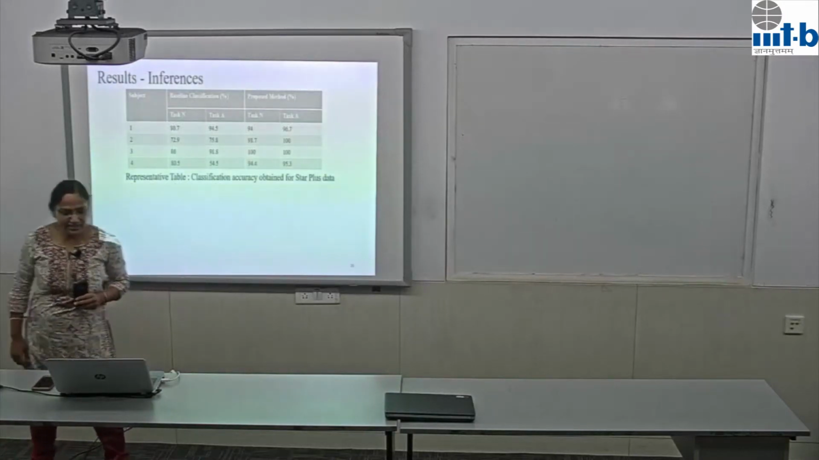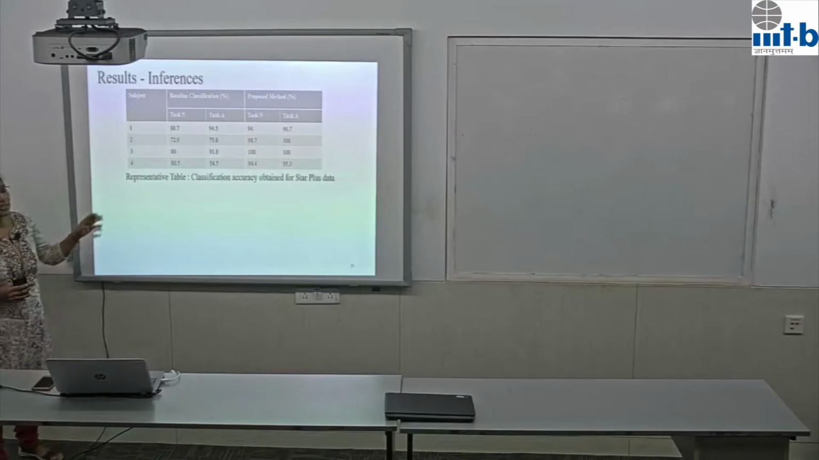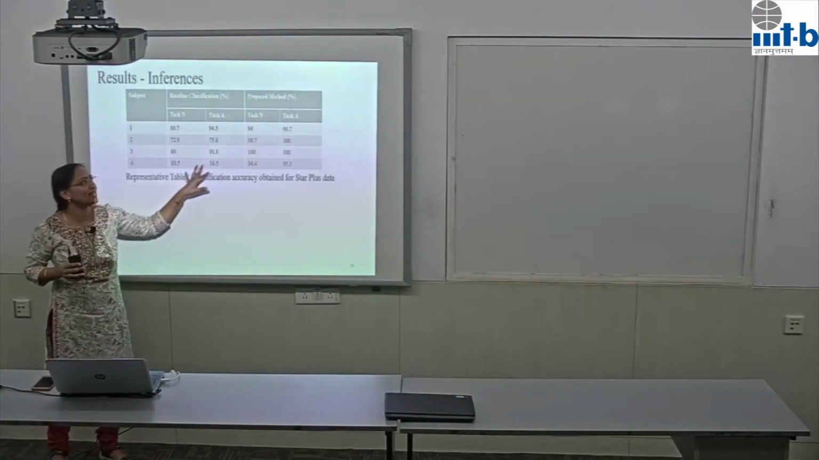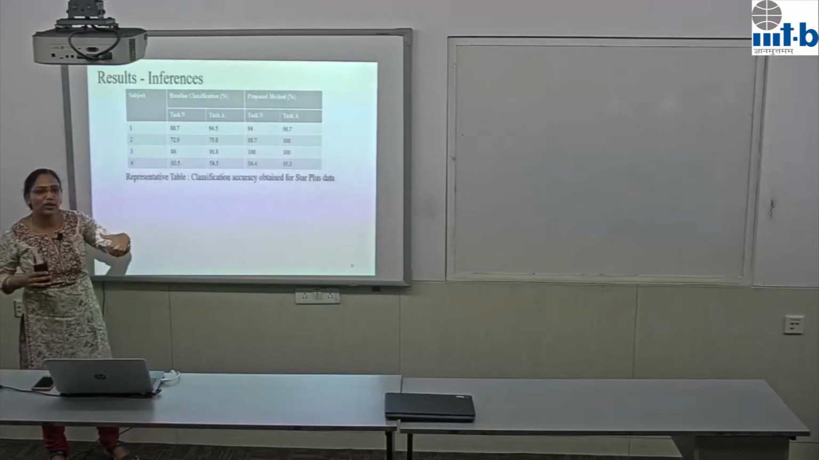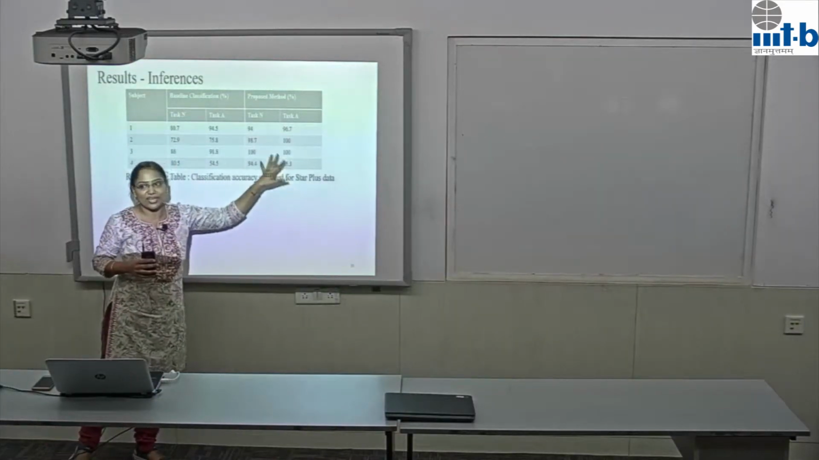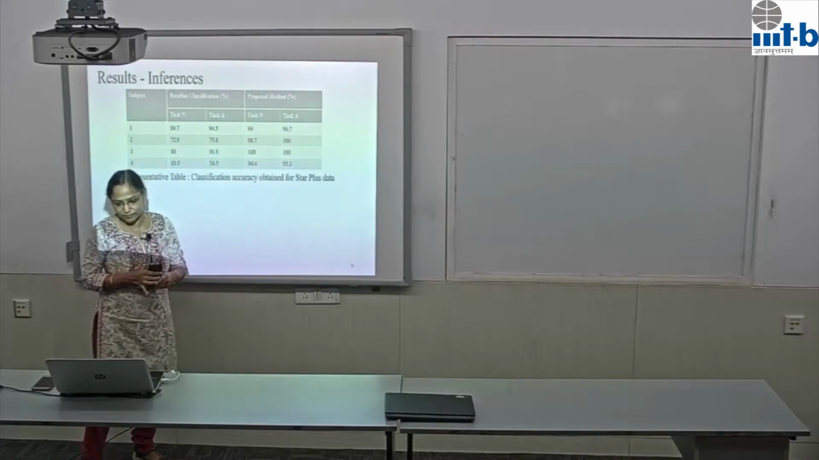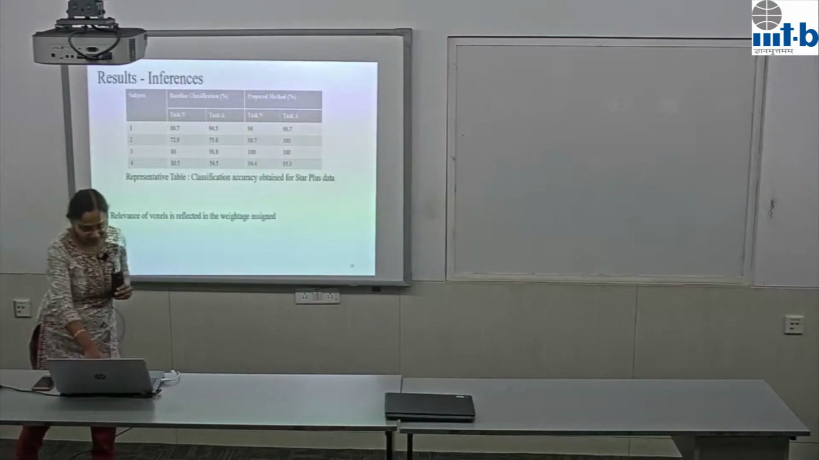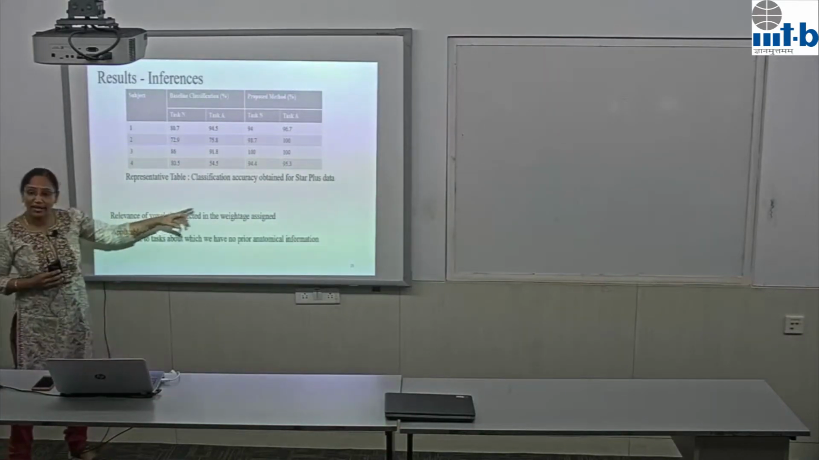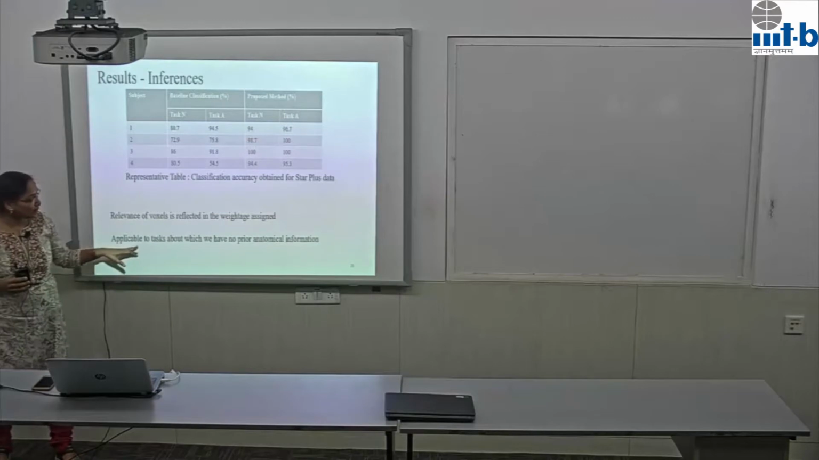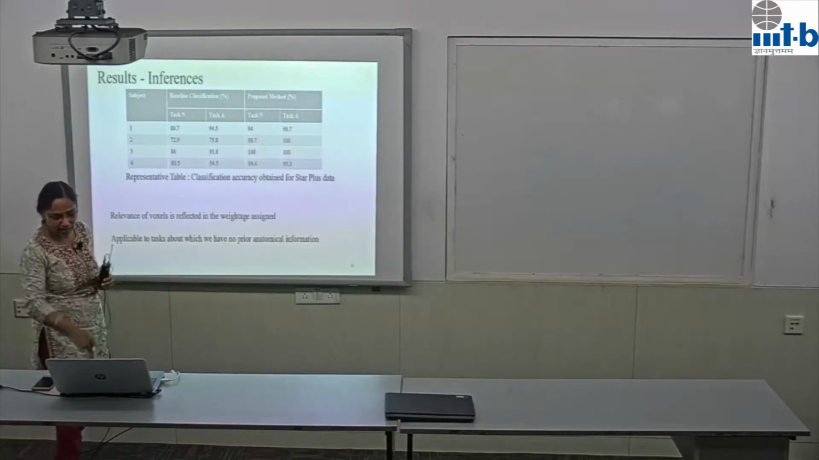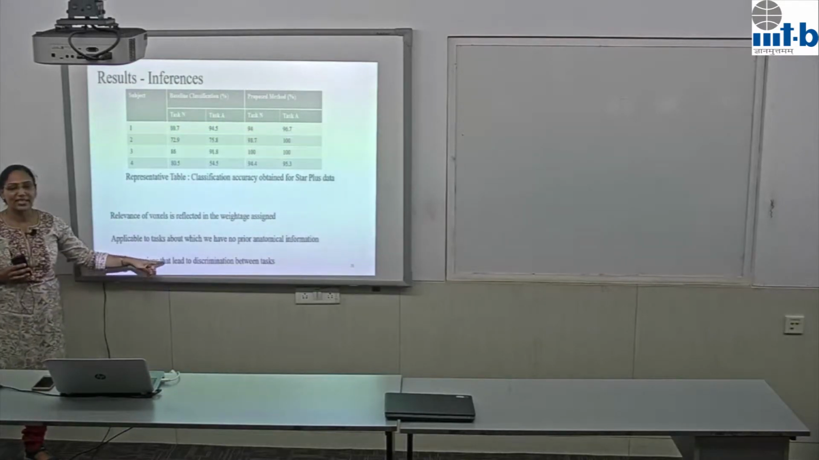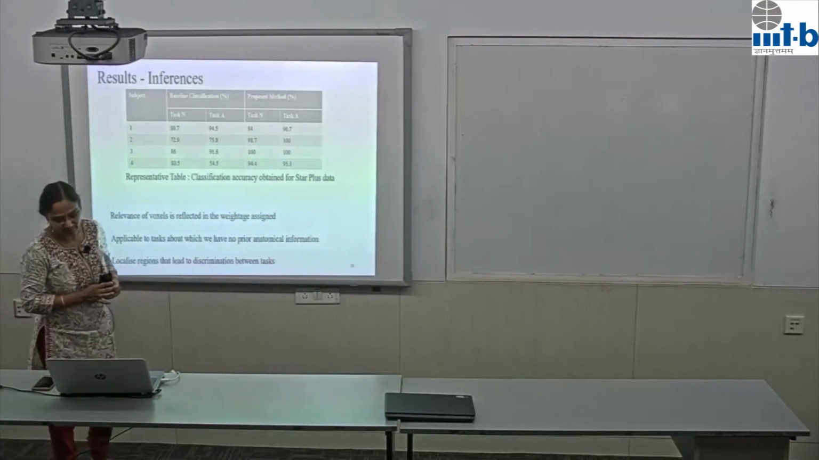And these are our sample results. Without attaching any weightage to the voxels, that's the baseline classification. Once you fine tune weightages to the voxels, what you get are relatively better numbers. And our inferences from here: the relevance of the voxel is reflected in the weightage that gets assigned. It's applicable to tasks about which we have no prior anatomical information. And this can help us localize regions that lead to discrimination between tasks.